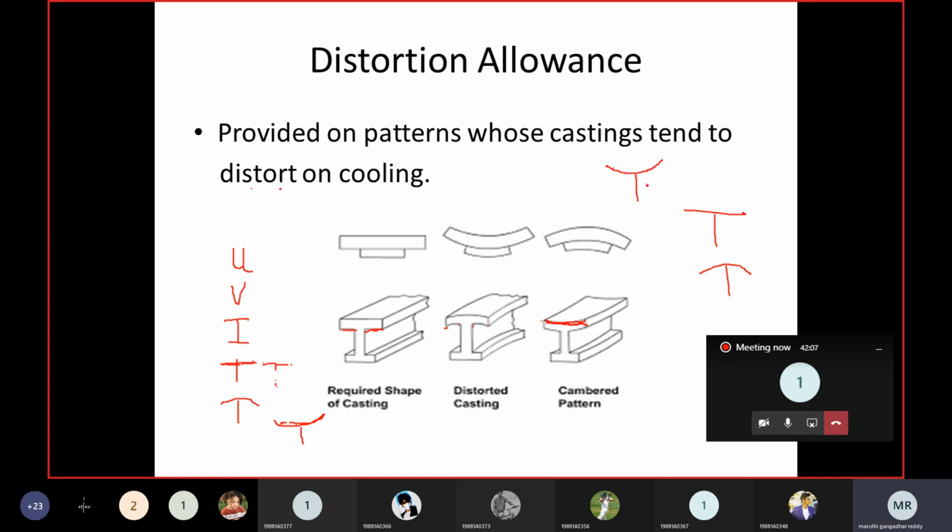If I choose a pattern like this, what will happen during solidification? It will distort and then come down normally, and it is going to give you the required shape. So this is called the distortion allowance.